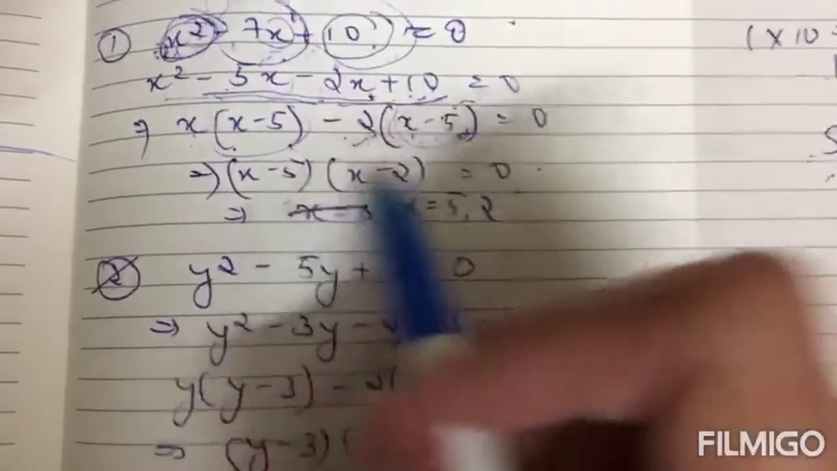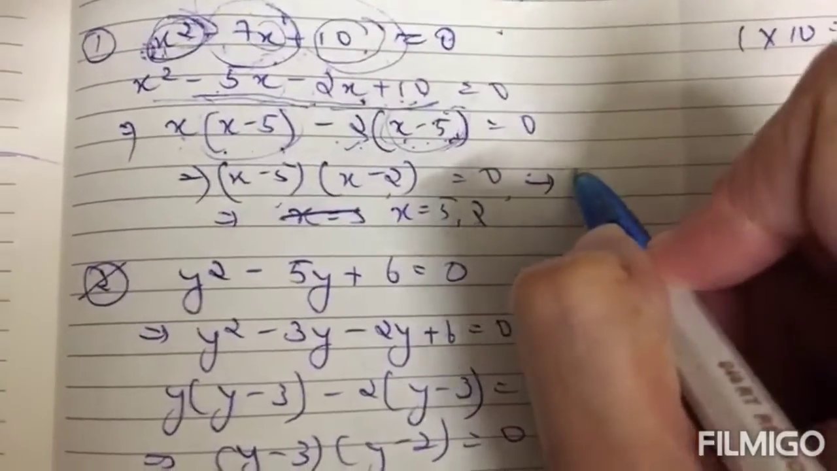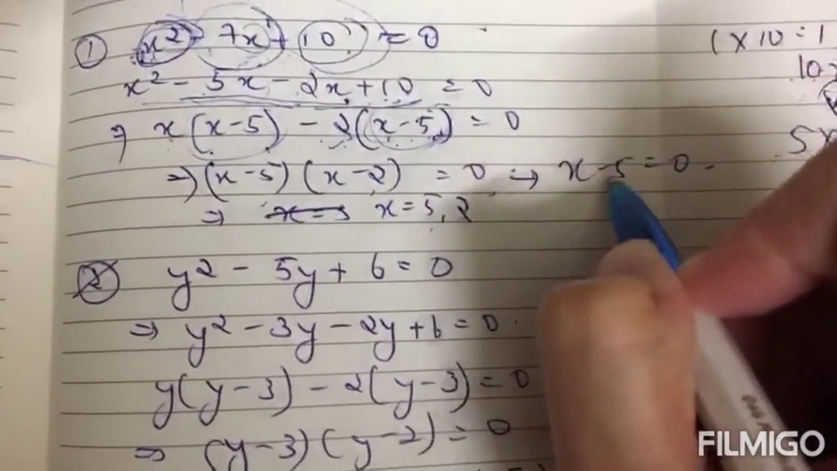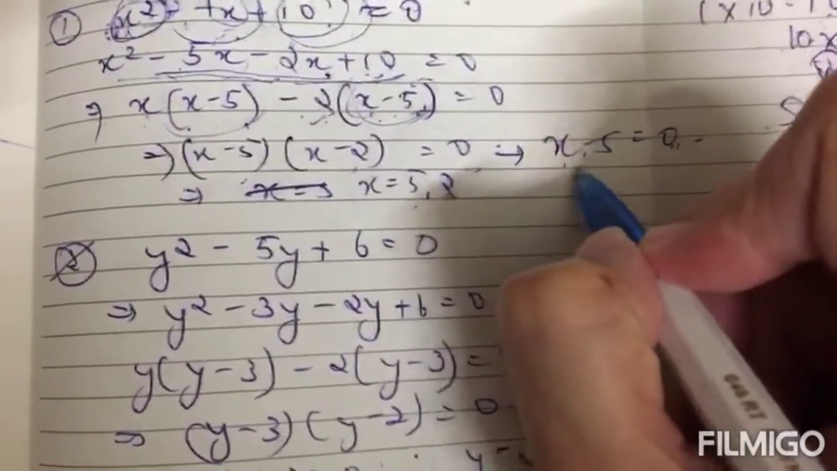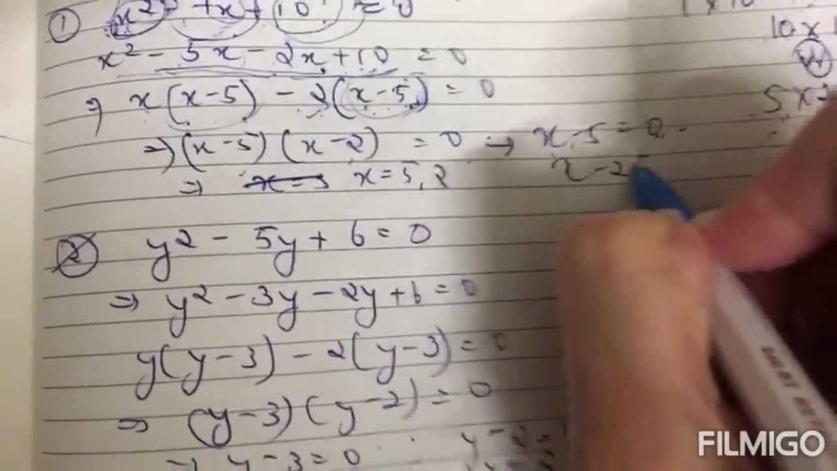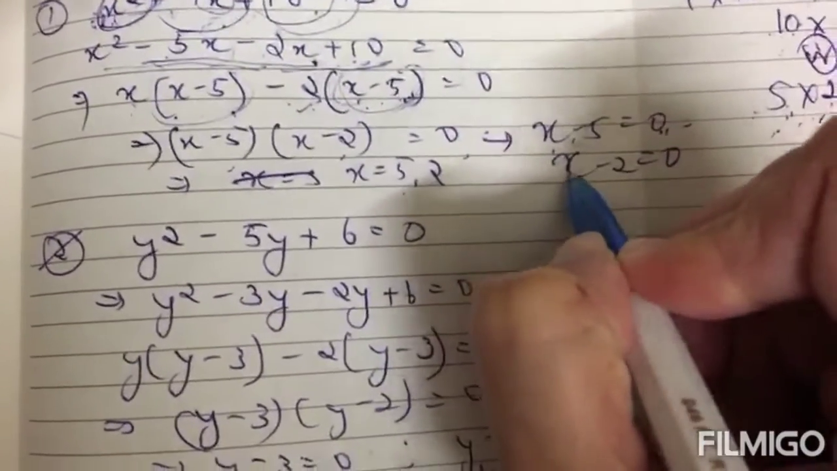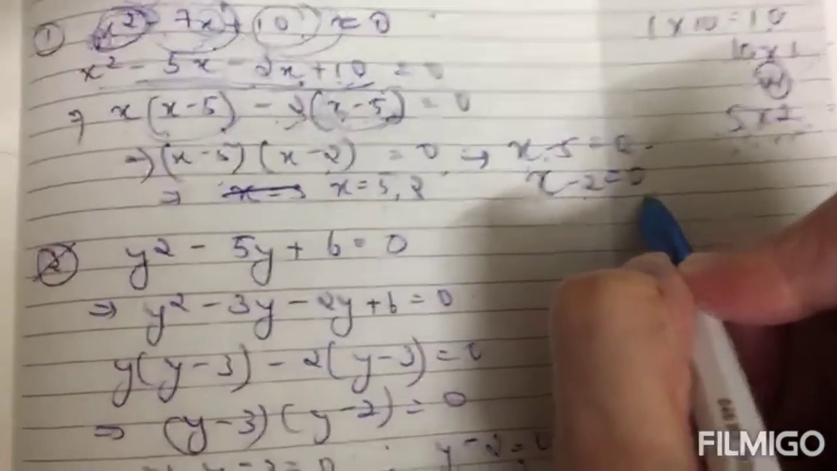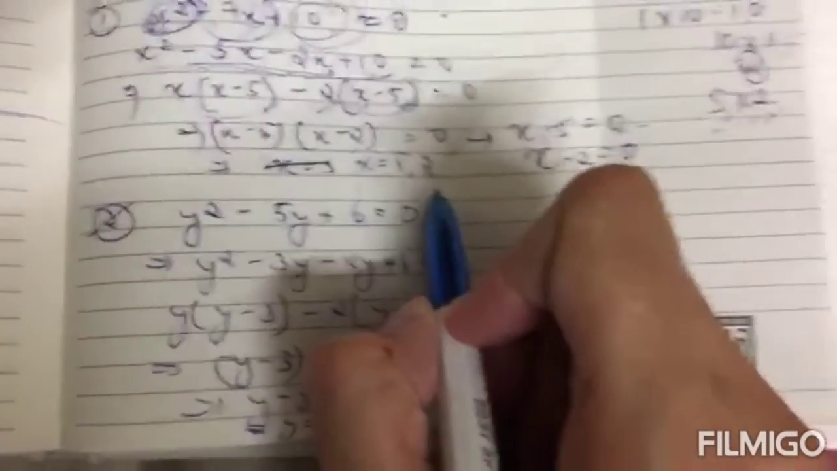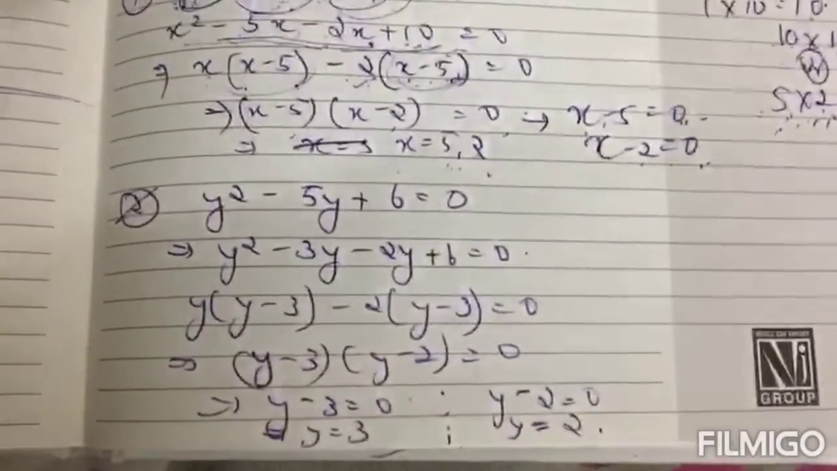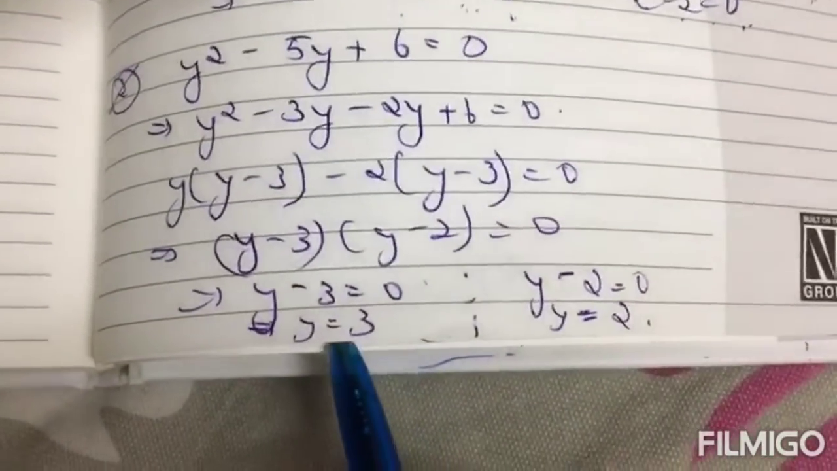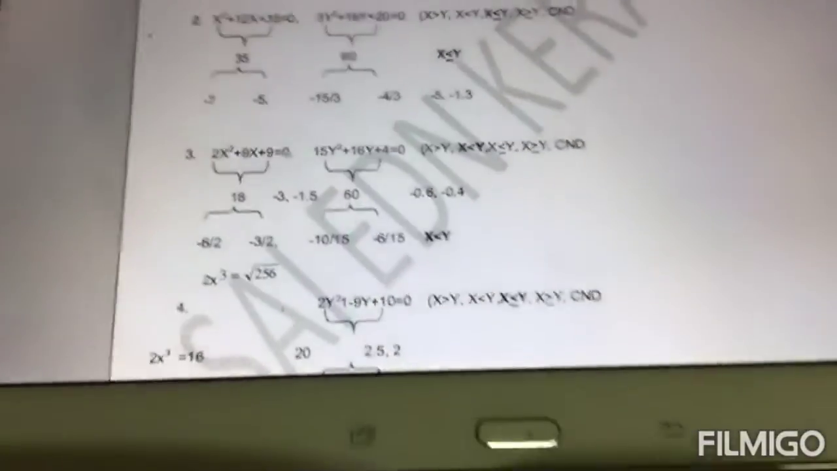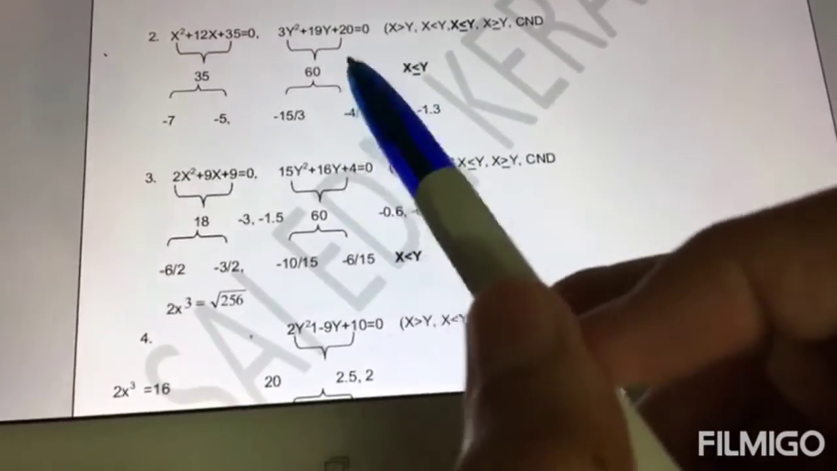This tells us that there are two solutions. x minus 5 is equal to 0, which gives me x is equal to 5 when I take the 5 to the other side, and x minus 2 is equal to 0, which gives me x equals 2 when I take minus 2 to the other side. So x takes on two values, 5 and 2. And the second equation, solve it in the same way. You'll get the values of y as 3 and 2, which is what they got here also. Other questions are similar, so please try and do number 2 and 3.